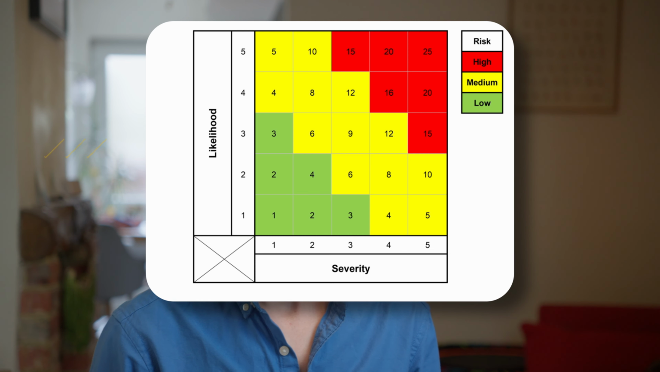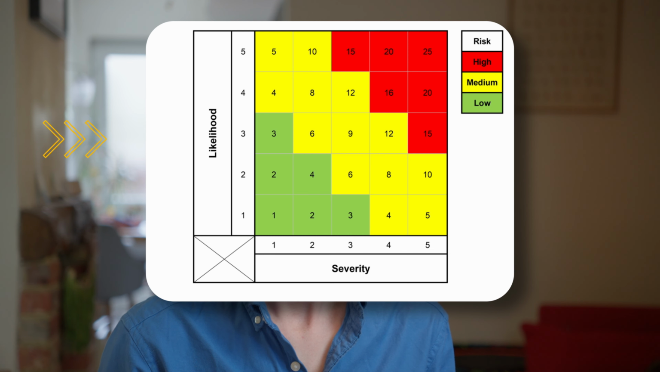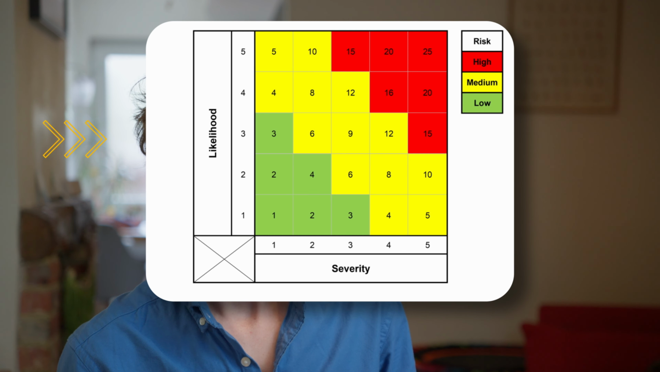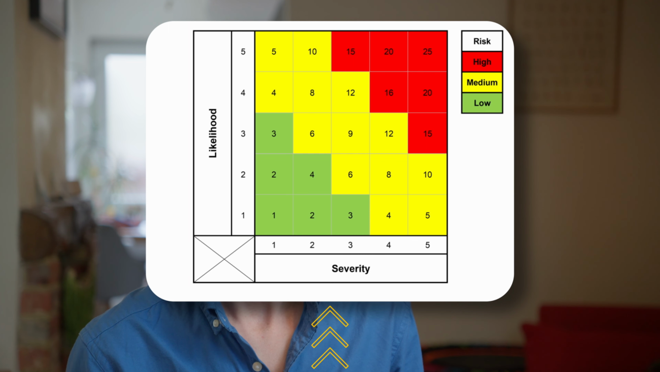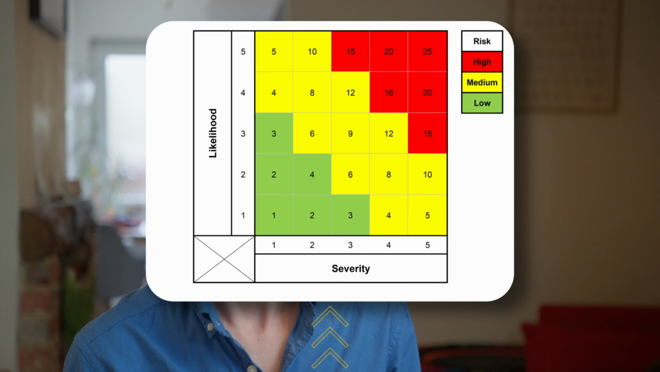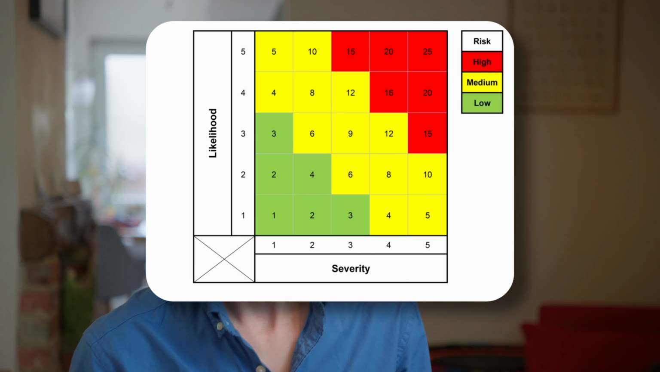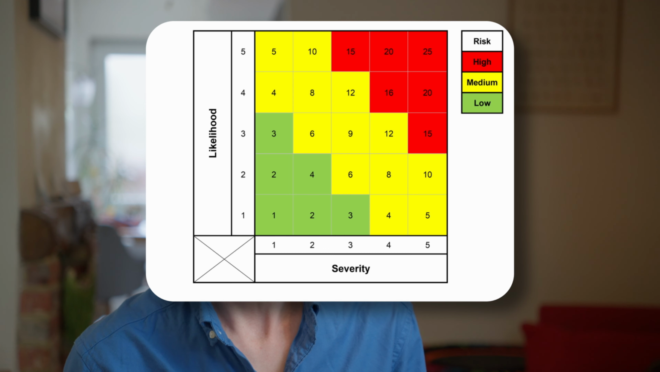On one axis, you've got the likelihood of a risk occurring. This ranges from rare occurrences to almost certain events. On the other axis, we have the severity of the consequences if that risk were to happen. This ranges from minor inconvenience to catastrophic outcomes.